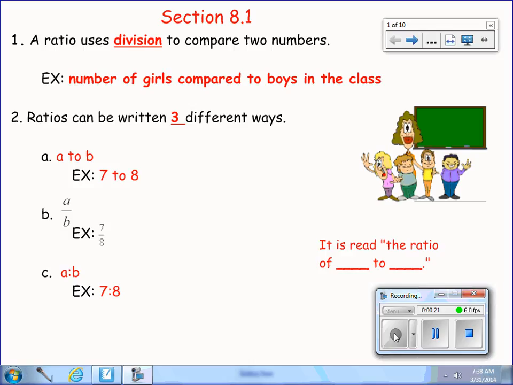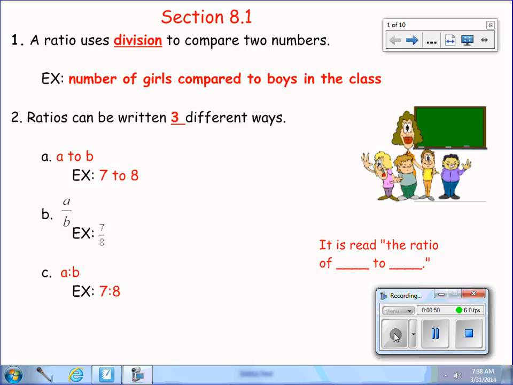In example 2a, you've got A to B. Another example is 7 to 8. So, for example, you have 7 girls to 8 boys. Again, that's considered a ratio. Another way of writing it is A over B. And in the example, we have 7 over 8. And finally, in C, we have A colon B. Example is the same as 7 colon 8.